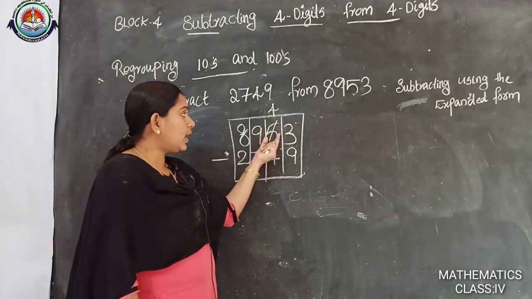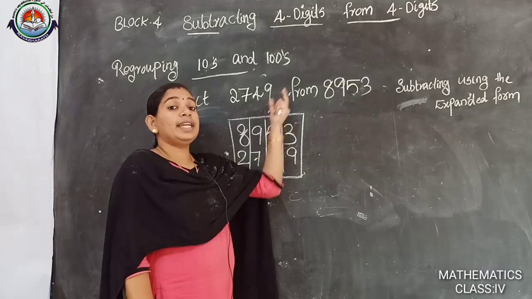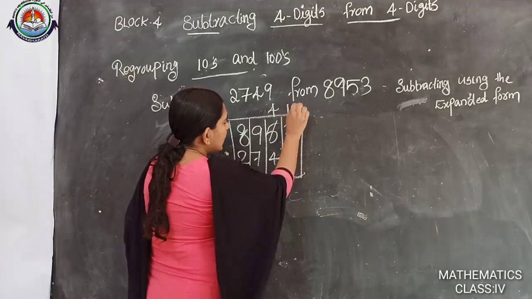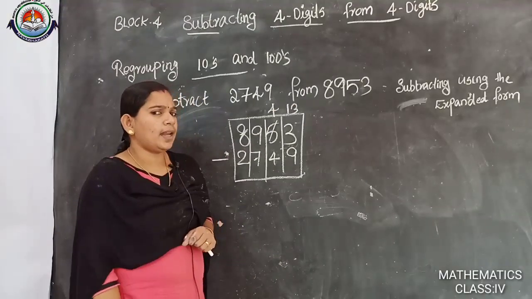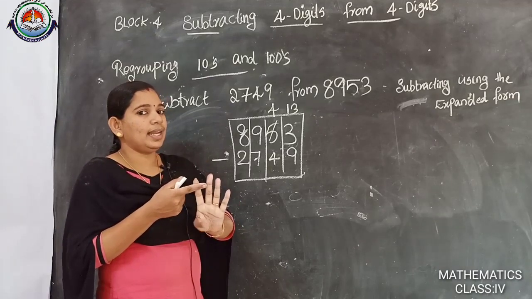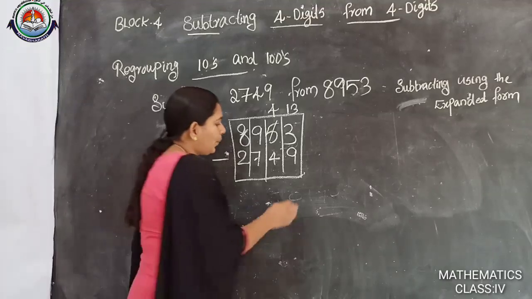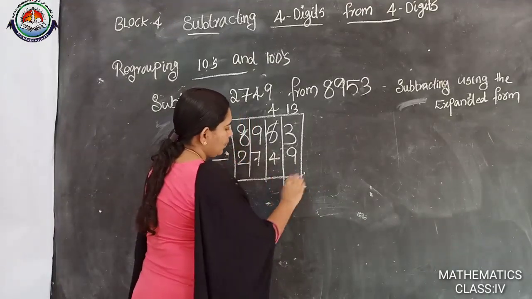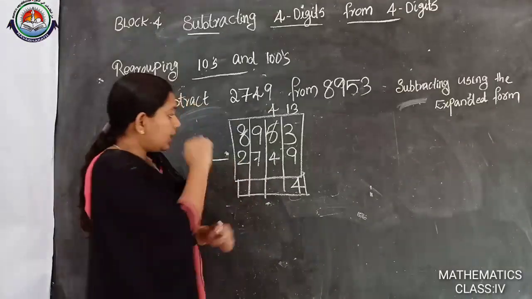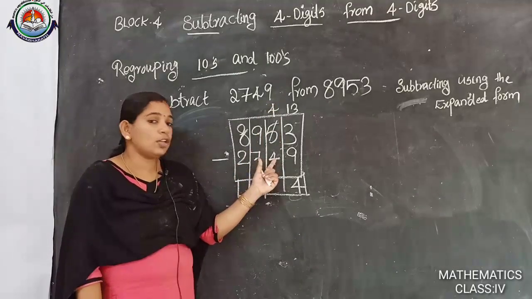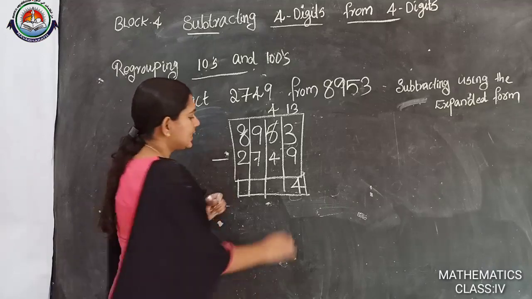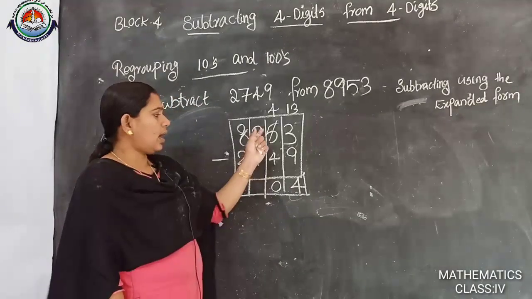Then in the ones place we take 1 ten, so 10 plus 3 is 13. 13 minus 9: 10, 11, 12, 13. How many fingers? 4. Then here 4 is there, and here also 4. 4 minus 4 is 0. Then 9 minus 7?